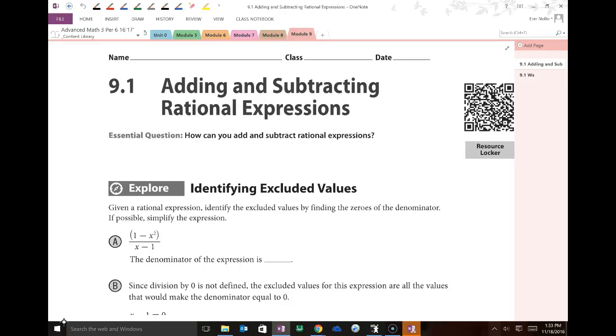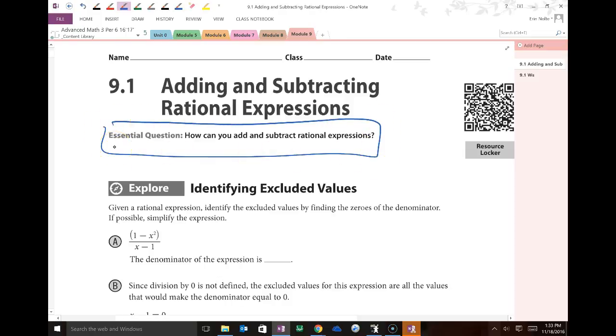Okay, and today we're specifically going to talk about adding and subtracting rational expressions. Okay, so by the end of class, you're going to know exactly how to add and subtract rational expressions. At least most of you.